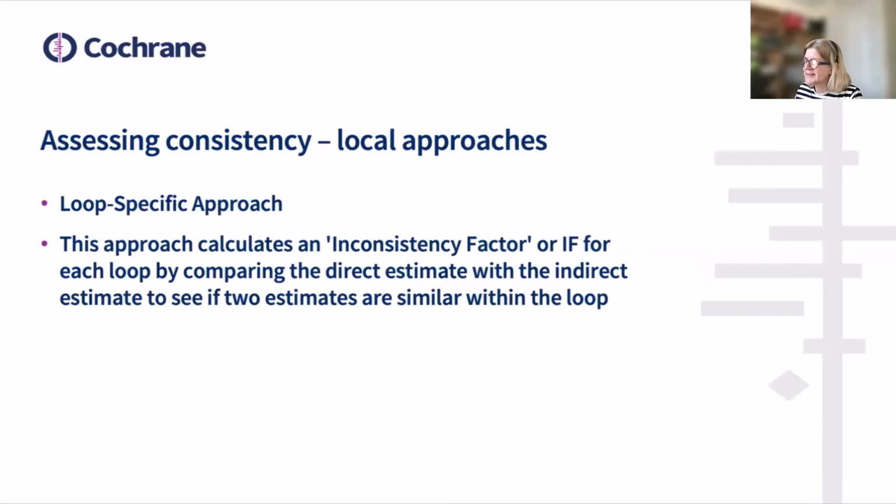Let's look at how to assess consistency statistically in this loop. Broadly speaking, there are two approaches, classed as local and global approaches, and it is recommended to use both. The loop-specific approach, which is a local approach, calculates an inconsistency factor, or IF, for each loop by comparing the direct estimate with the indirect estimate within that loop to see if the two estimates are similar.